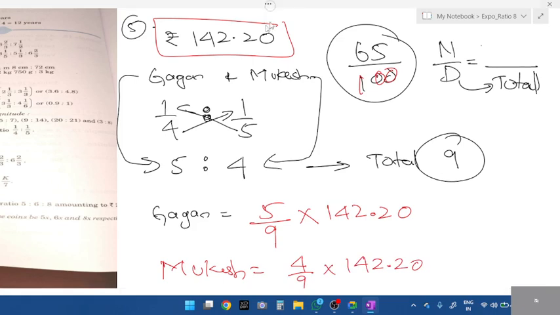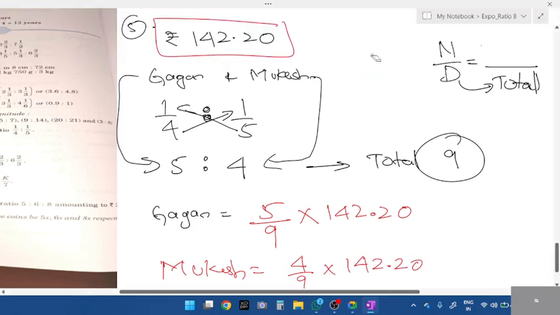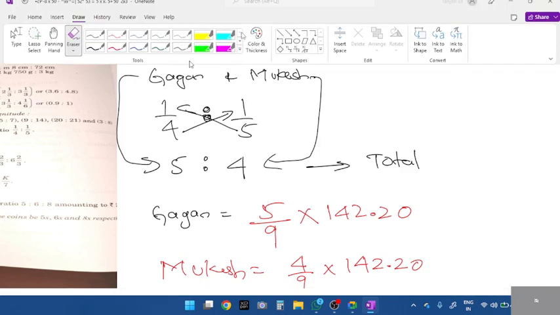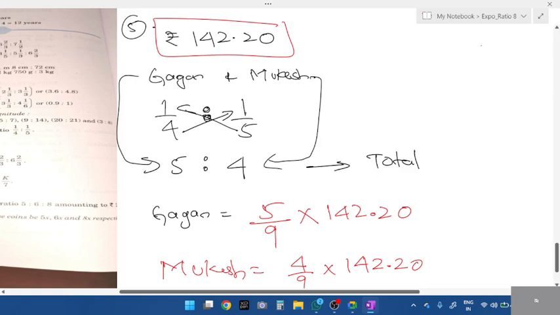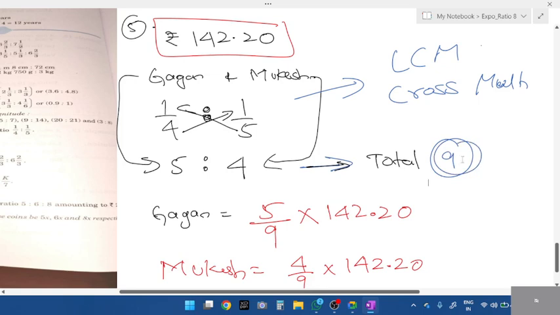Is this clear? All of you understood? Yeah, complete this and make sure there is no denominator, students. See, Gagan had 1 by 4, Mukesh had 1 by 5. To eliminate the denominator, we can take LCM, and if there are two values, we can cross multiply. So here, I used cross multiplication and I've done it. After that, second step, add 5 plus 4, total is 9.